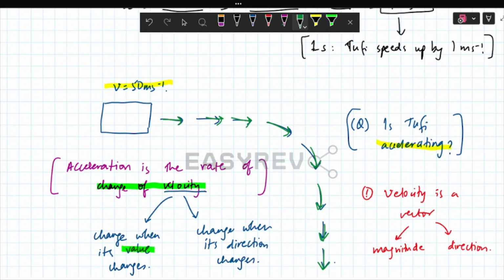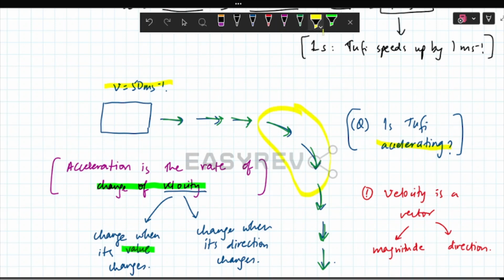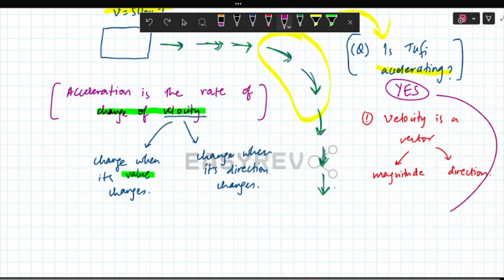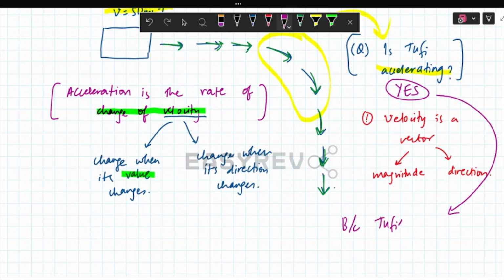Clearly, there's an obvious change in direction that's happening, meaning in the time where there is a change in direction happening, there is definitely acceleration happening. So the answer to this question is yes. Why? Because there is a change in direction involved. So why is Tufi accelerating? Because Tufi's car's velocity changes direction as he turns.